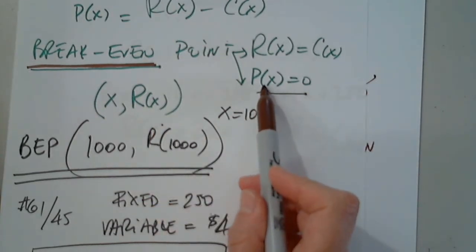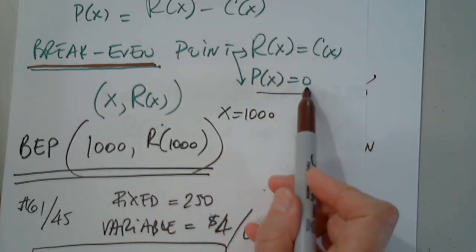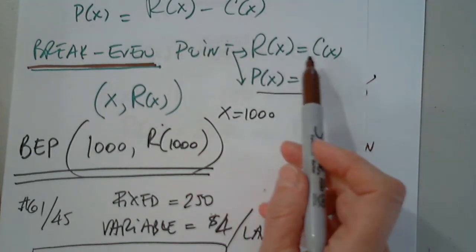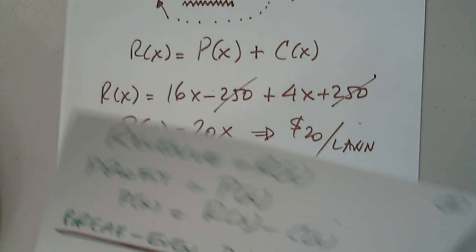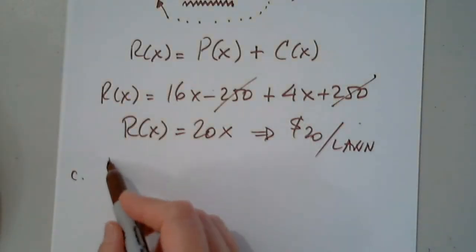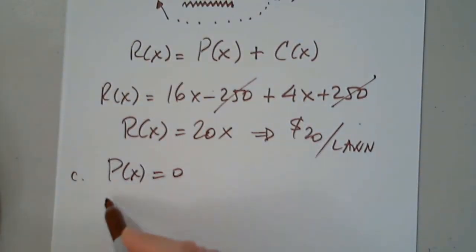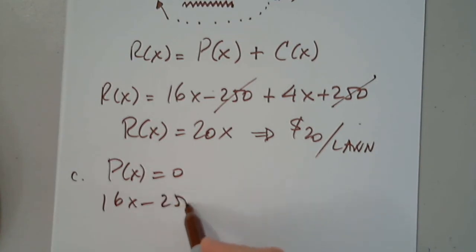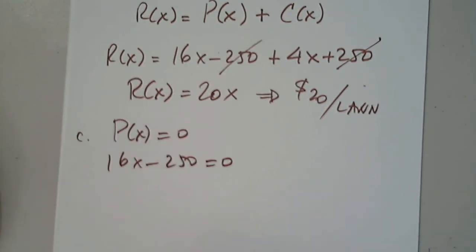So we either consider a profit and set it equal to 0, or we set these two equal to each other. But we have the profit function. The profit function was given to us. So then the profit is 0. 16x minus 250 equals 0. How do we solve this equation for the break-even point?